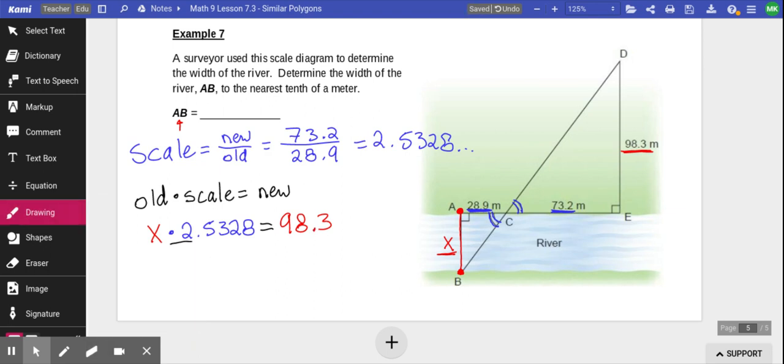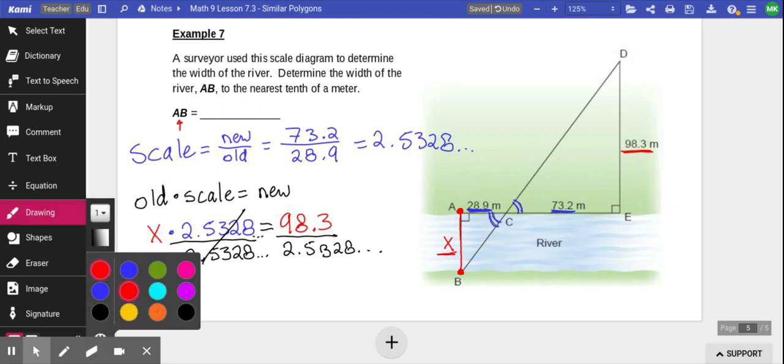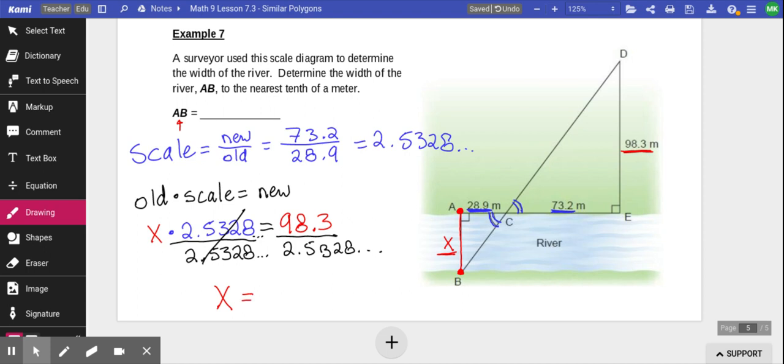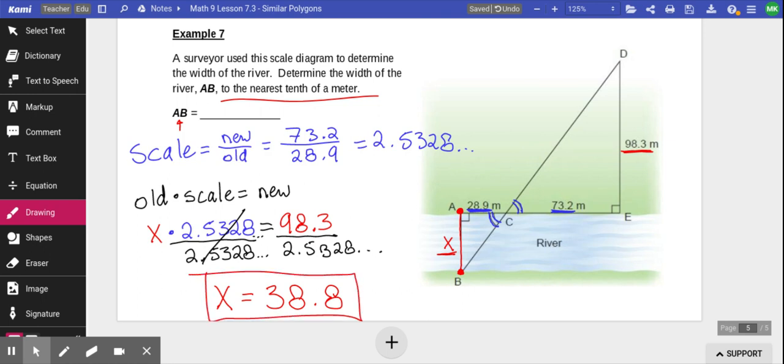We have to somehow get X by itself, so we divide both sides by 2.5328. And I am using all those decimals. I'm just only writing out the first four. So I divide by 2.5328... I put that in my calculator, 98.3 divided by 2.532871972. And I get that my distance X, which is the width across the river, equals 38.8 if I round to the nearest tenth of a meter. That is my final answer.